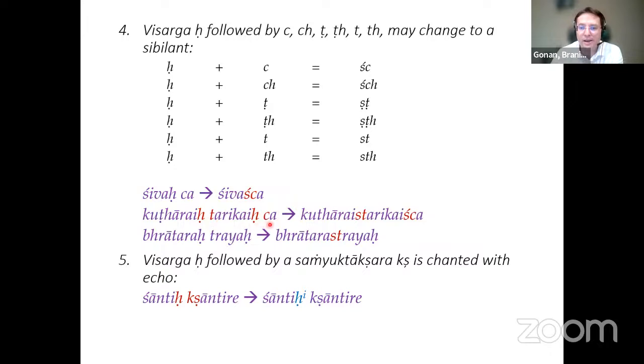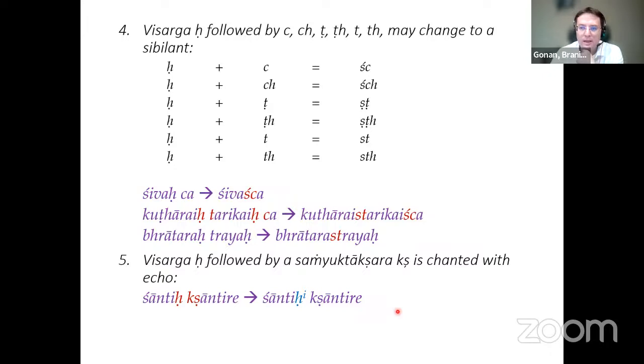Kurtharaich, tarikaischa. This is very, very rare, but still, when you have h plus Visarga plus dental t, we need to pronounce it as s, right? Kurtharais tarikaischa, the second change, scha. The same here: Visarga plus t becomes st, right?